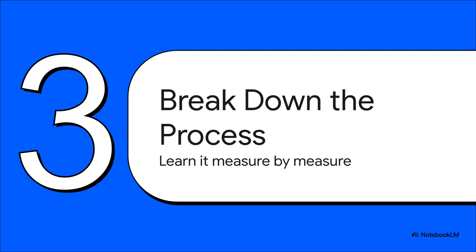So if it's that complicated, where to even start? Well, that brings us to step 3, break down the process. If you try to do everything at once, you are just setting yourself up for failure and frustration. The secret is to make it manageable by tackling it one piece at a time.